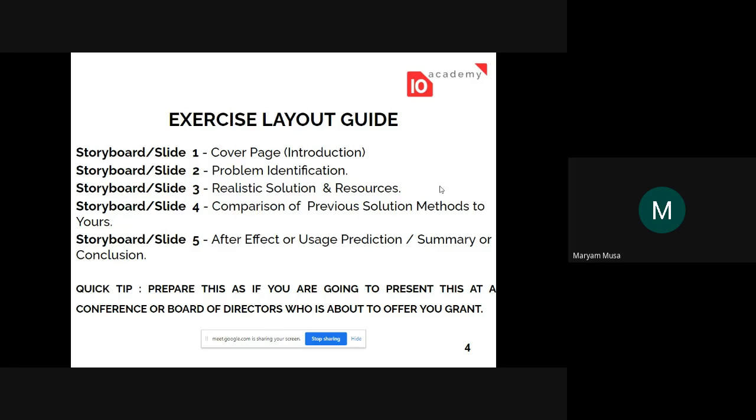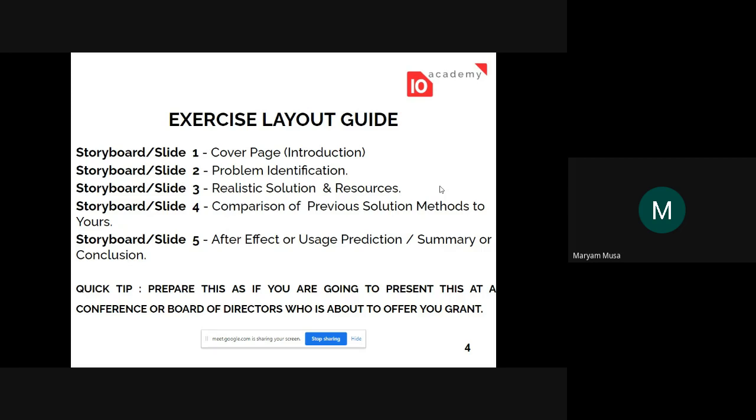Then your fifth slide would be the after effect or usage prediction. Imagine this solution is in place now, what are the resulting effects? What are you expecting afterwards? You can predict and say there's a likelihood for a 50% increase in the yield or the outcome. So we want you to be able to say that if this thing is in place, this is what you expect. So now you have a problem. You have the solution. You've compared it to the previous solution. What are you expecting afterwards?